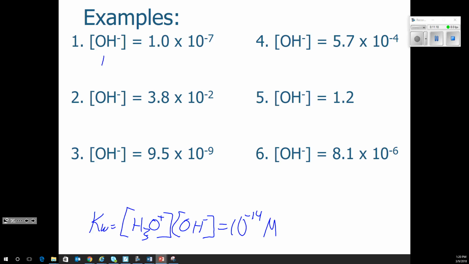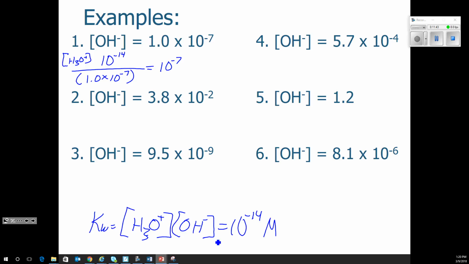So up here we would take 10 to the minus 14, and we would divide it by parentheses 1.0 times 10 to the minus 7. That would give us the concentration of hydronium ion. Okay, so let's go ahead and do that. What will we get? Those that are math whizzes know really quickly, all we have to do is subtract the exponents. So we should end up with 10 to the minus 7, right? Because negative 14 minus a negative 7 is negative 7.